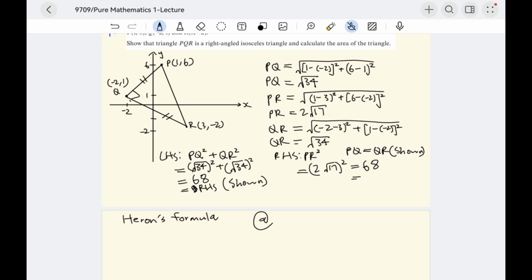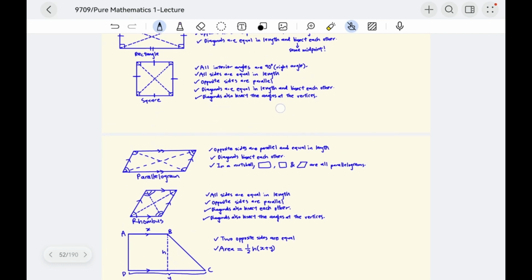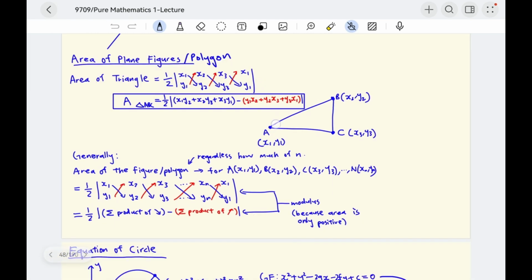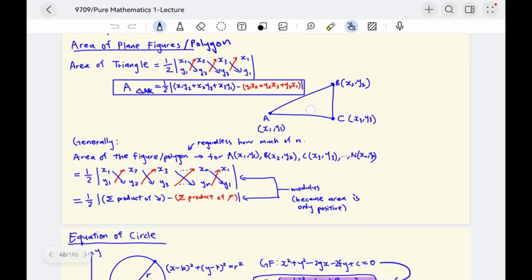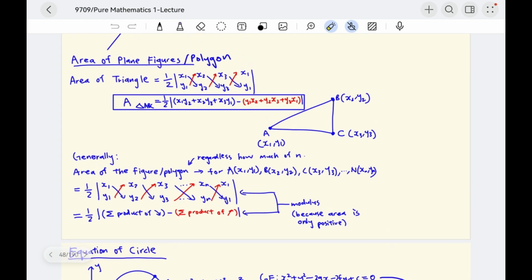I'm so sorry about previously, I haven't explained this clearly. Okay, so let me explain this area of plane figures, polygon. So actually this is the area of the triangle using the shoelace method. Okay, so why is it called the shoelace method?